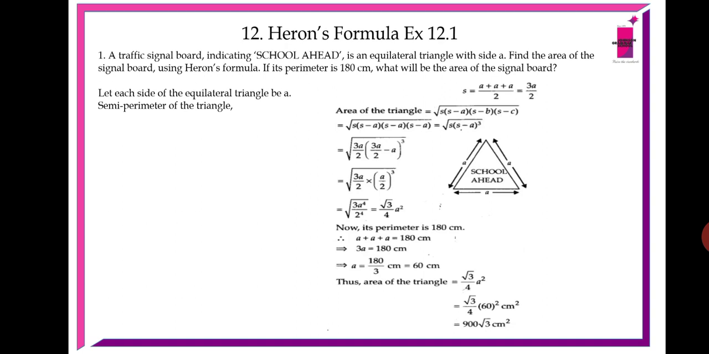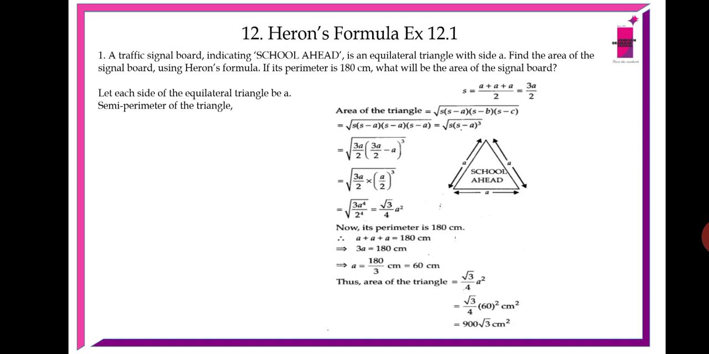Now if you substitute s as 3a by 2, into 3a by 2 minus a whole cube. If you simplify you will get 3a by 2 into (a by 2) whole cube, or you can write under root of 3a power 4 by 2 power 4, that equals root 3 by 4 a square. What we have discussed just now, the area of an equilateral triangle using Pythagoras theorem, also we got the same root 3 by 4 a square.